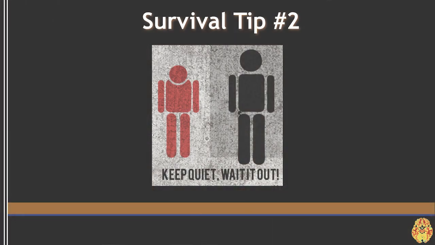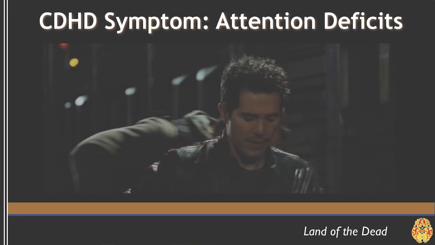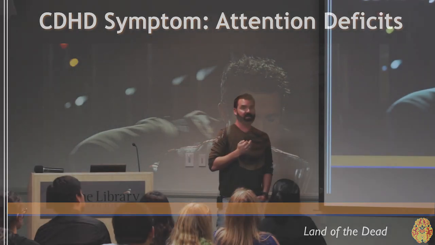So survival tip number two is arguing that you should probably keep quiet and wait it out, because the zombies will forget that you were there a couple minutes later. So this is how we can leverage all the things we know in science to survive the zombie apocalypse, right? Okay, so I'm going to end on the last symptom that we talk about: zombies don't come out at night.